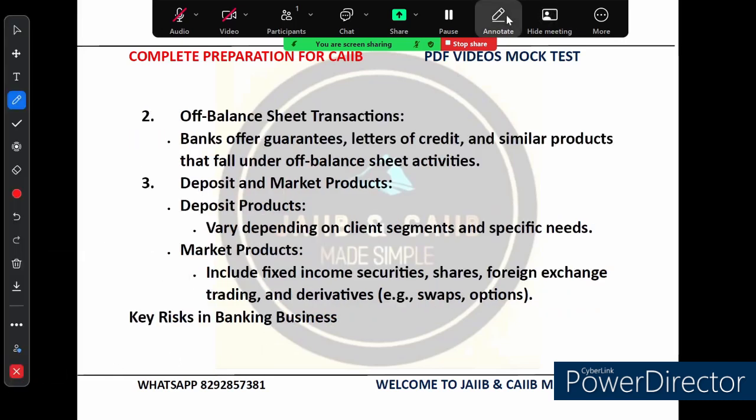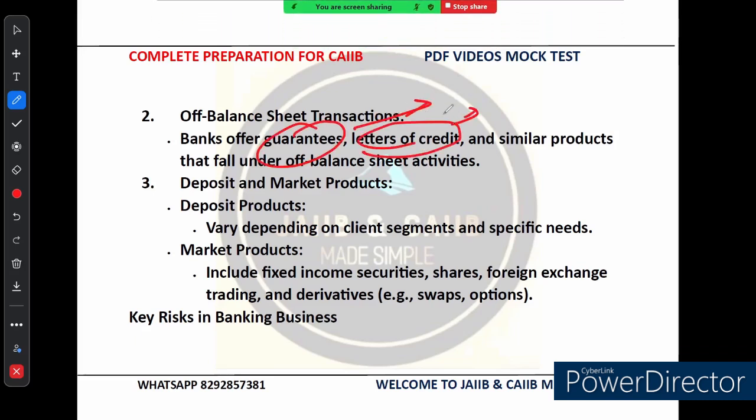So what is an off balance sheet transaction? Banks don't just offer products that show up directly on their balance sheet. They also offer what is called off balance sheet transactions, which include, as you can see, guarantees, where the bank promises to pay if the customer can't. Then the letter of credit, used in international trade to ensure that the seller gets paid. The main purpose is that whoever has exported, whoever is the seller, should get the payment. That is why the letter of credit has been enacted. For example, if a business is importing goods from another country, the bank might issue a letter of credit to guarantee the payment to the seller.